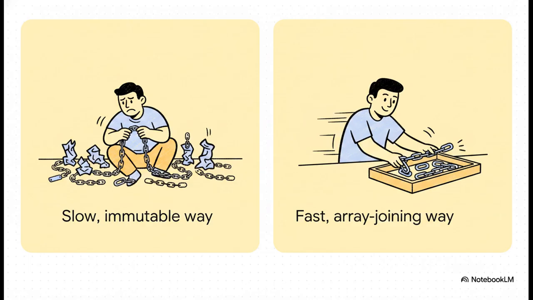So if you concatenate strings in a loop, you just turned a lightning-fast O(n) operation into a catastrophic O(n squared) time complexity. The secret fix? Just build a list or an array of characters as you go and join them all together at the very end. That keeps your algorithm blazing fast at O(n).